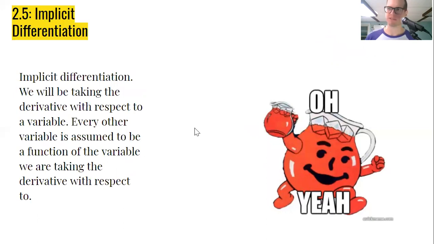So the idea here with implicit differentiation is we're going to take the derivative with respect to a particular variable. And what I mean by that is that every other variable is going to be assumed to be a function of that variable. Like when we were using chain rule, when we were using u to rewrite something, we basically assumed u was a function of x. So then you do the derivative and then multiply by the derivative of u, which was u prime, which we didn't always know what it was. I mean, we always knew what it was because we defined it. But with implicit differentiation, that's the big idea here: every other variable is going to be assumed to be a function of the variable we're taking a derivative with respect to.